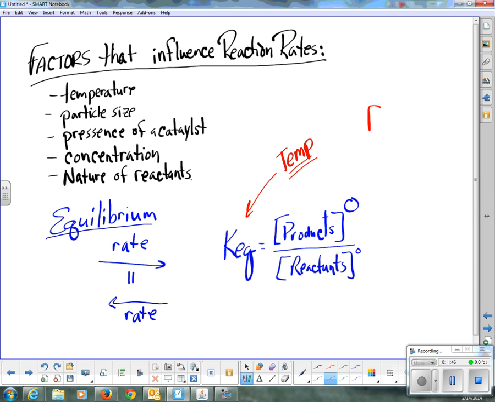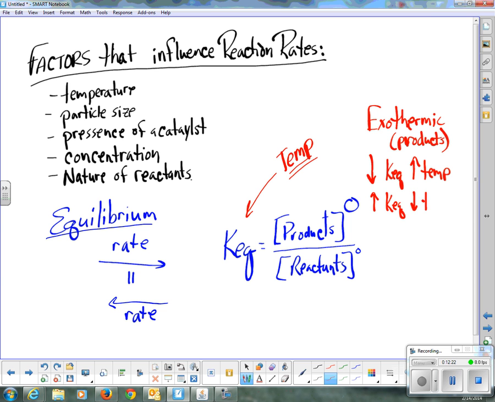If I have an exothermic reaction, where's heat? It is on the product side, right? If I have an exothermic reaction and heat is on my product side, then if I want to decrease KEQ, I want to lower the amount of products I have. So I want to increase the temperature, and that will lower KEQ. If I want to increase KEQ, then I want to lower the temperature because that will make more products, forcing it forward, and my KEQ will go up.